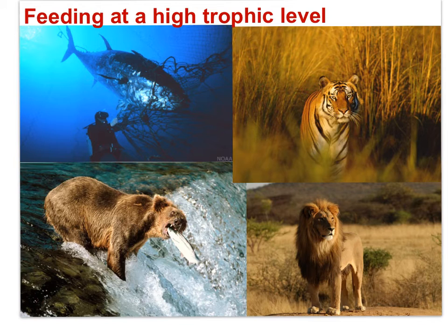Feeding at a high trophic level makes a species more prone to extinction. Species high up on the food chain are dependent on multiple trophic levels below. They also tend to be rare. Think about a pyramid of numbers. And they are prone to biomagnification, as non-degradable toxins increase in concentration up the food chain.